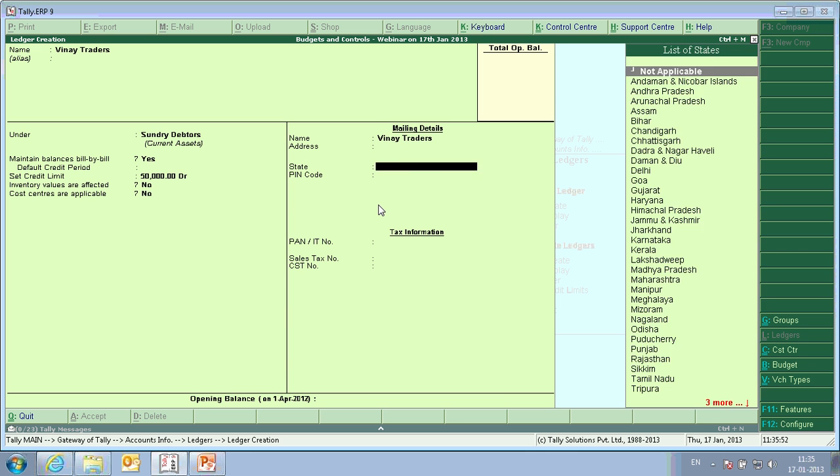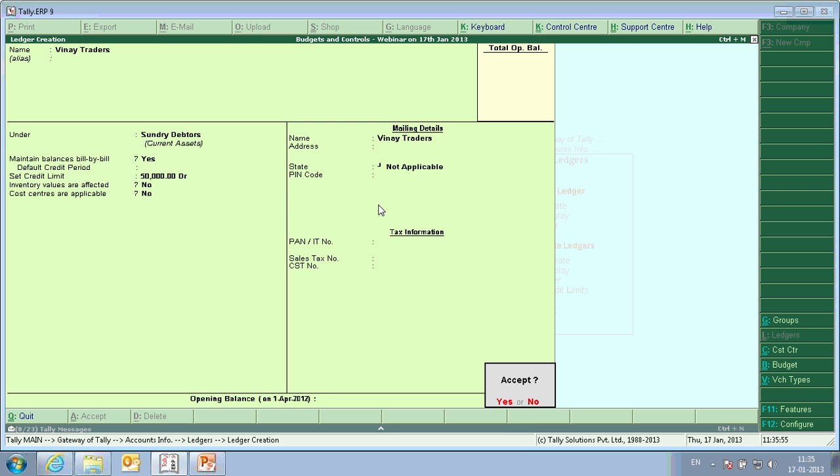Satish says starting language. Yeah, that's right, sir. Okay, now let me say this. 50,000 I have fixed as a credit limit for this ledger.